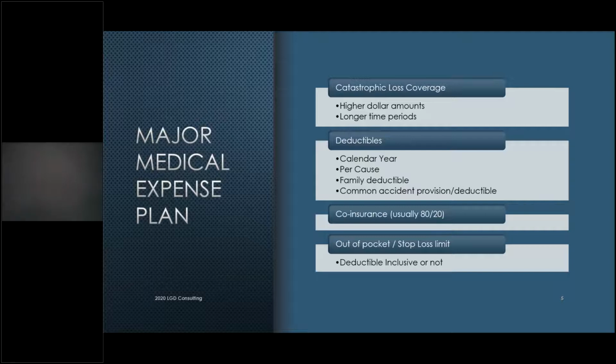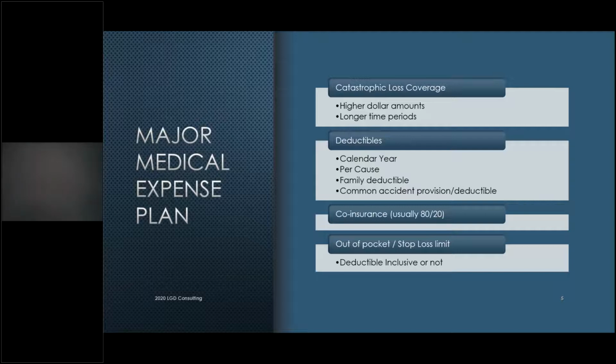So hopefully you have an out-of-pocket or stop-loss limit. And so let's say it's a $5,000 limit. Right? That means you're going to pay your deductible. You pay 20% of the claim until you've paid $5,000. Once you've paid $5,000 plus that deductible, then the insurance covers the rest.